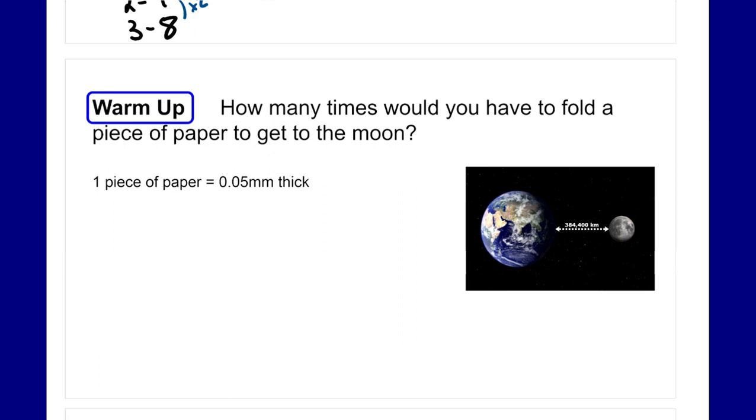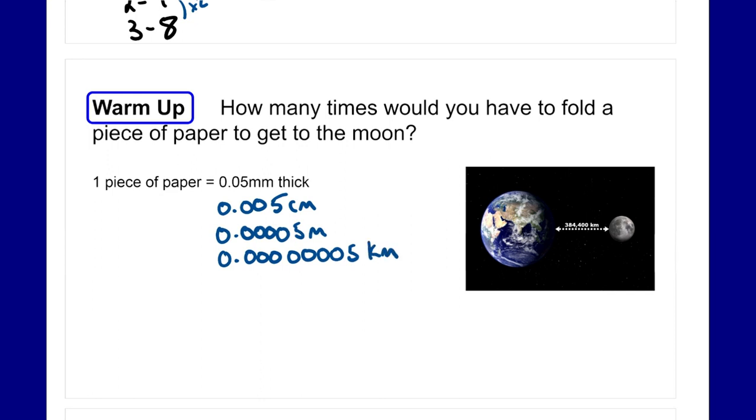So 0.5 millimeters thick means it's 0.05 centimeters thick. Divide that by 100, and it's 0.00005 meters thick. And divide that by 1,000, and it's 0.00000005 kilometers thick.